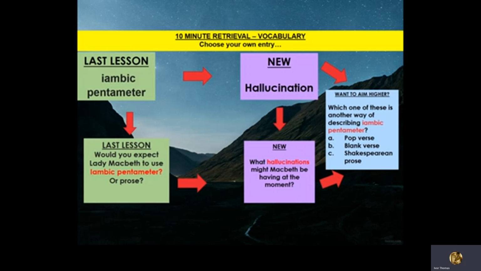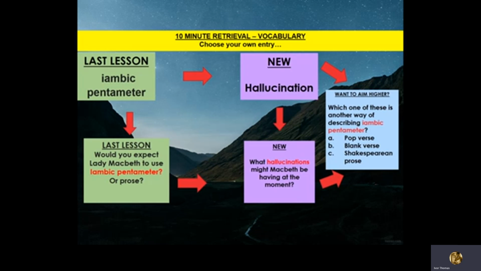Have a quick think. Well, she's a lady, she's aristocratic and noble, and therefore she usually is seen to be using iambic pentameter, that structured way of laying out the lines in 5 beats. Lower class characters use prose.